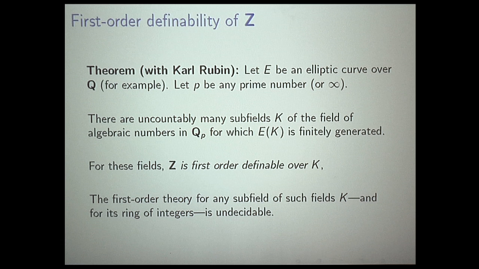So the theorem with Karl Rubin is, in fact, you can find loads of these, thanks to Diophantine stability, of course. There are uncountably many subfields of the field of algebraic numbers in Q-bar for which E of K is finitely generated. And so for these, you get that Z is first order definable. That is to say, there's a first order model of Z defined in K, as we discussed some minutes ago. And so therefore, any of these subfields is undecidable.